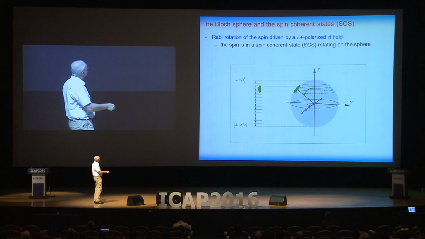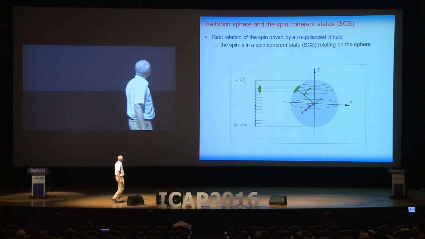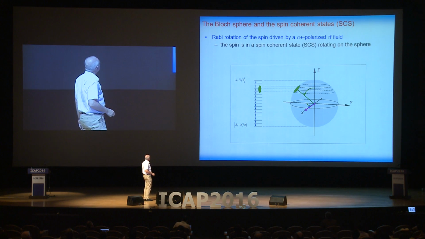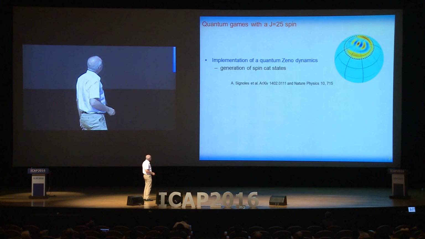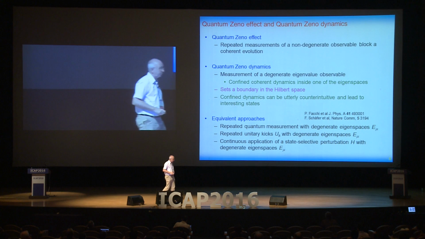And if we stop at some time here, the spin coherent state is a superposition of various levels in the ladder with the proper coefficients. So this is the classical dynamics that we will base all our experiments on. So first, generation of a quantum Zeno dynamics. What is a quantum Zeno dynamics?